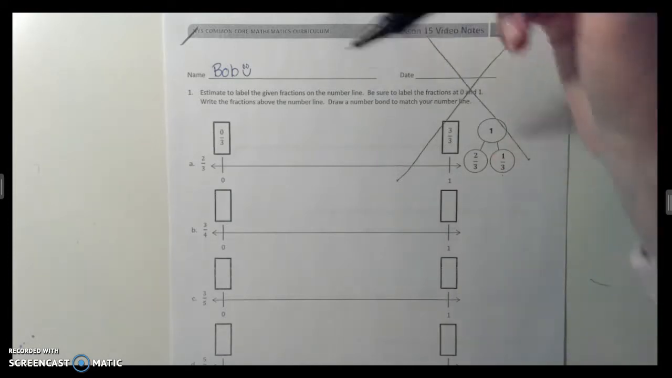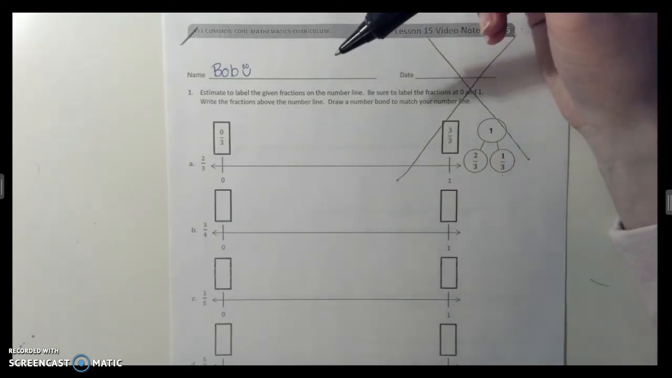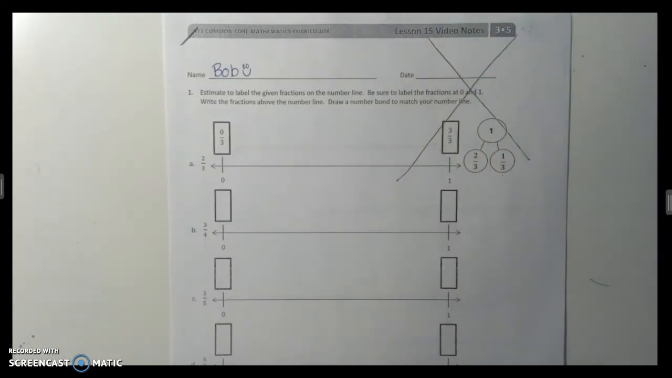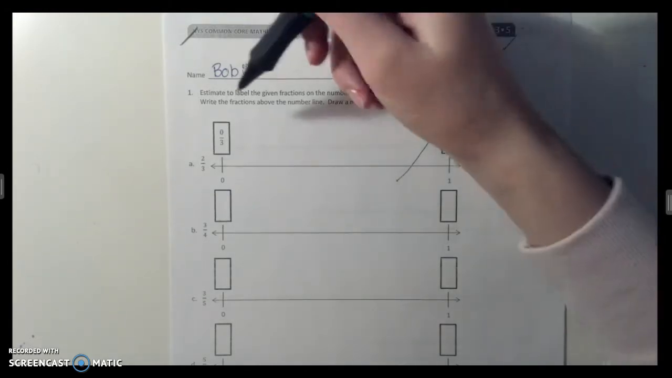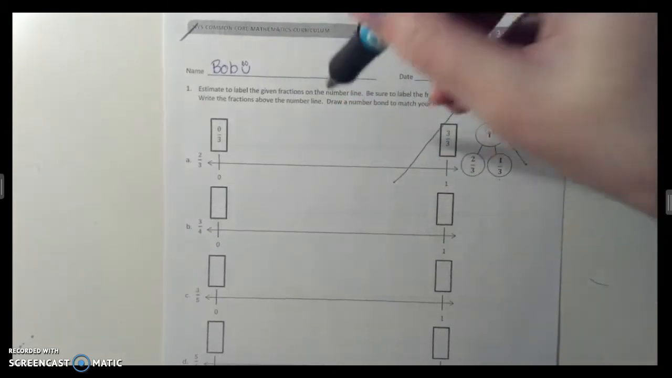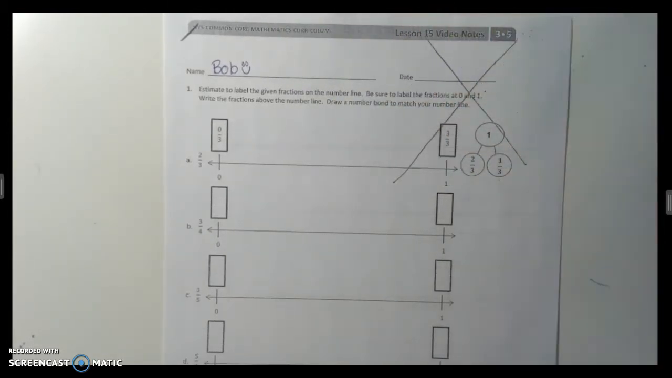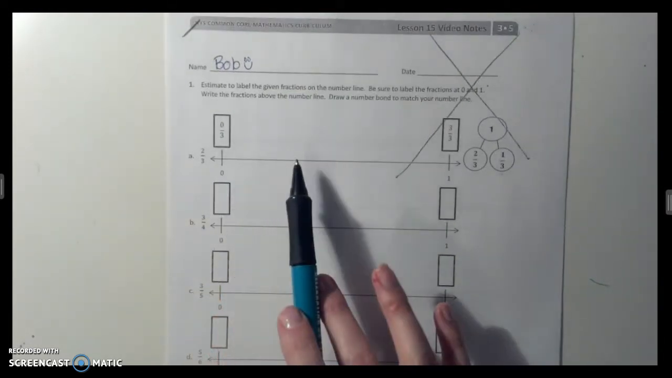All right, number 1, we're going to estimate to label the given fractions on the number line. Be sure to label the fractions at 0 and 1. Write the fractions above the number line. Draw a number bond to match your number line. So here they've done it for us. They want us to do 2/3.